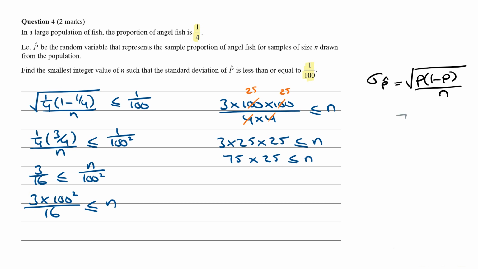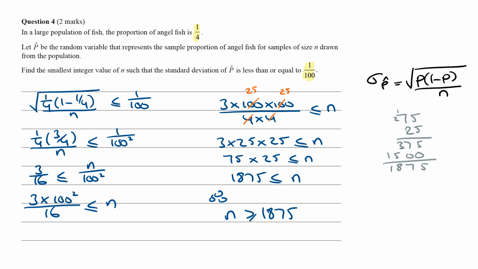75 times 25 is going to be 5 times 5 is 25. 5 7s are 35, and that's going to be 37. Drop down a 0. 2 5s are 10. And then we have a 1, and that's going to be 15. And so this is going to be 5, 7, 8, and 1. And so therefore, we're going to have 1875 is less than or equal to n. And so the smallest integer value of n is going to be 1875.